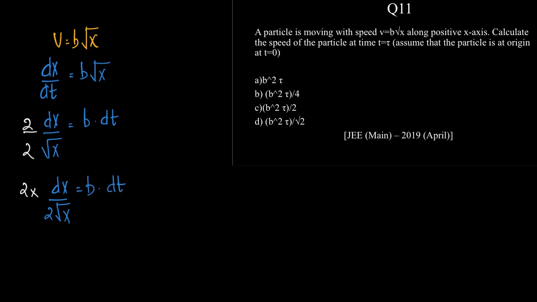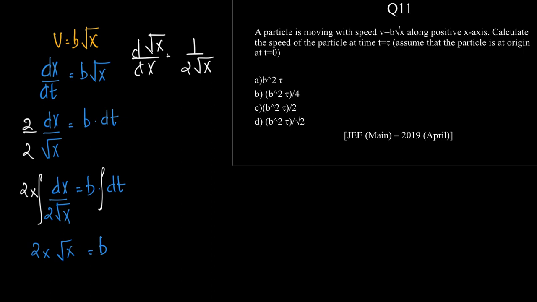Why did I do this? It is to make sure that we get this derivative. What is derivative of root x? D by dx of root x is equal to 1 by 2 root x, right? So that's why we have multiplied this 2 here. Now if we integrate on both sides, what do we get? We get 2 into, what is integral of 1 by 2 root x? It is root x. So we have 2 root x is equal to b into, what is integral of dt? It is t. So we can write that 2 root x is equal to bt.